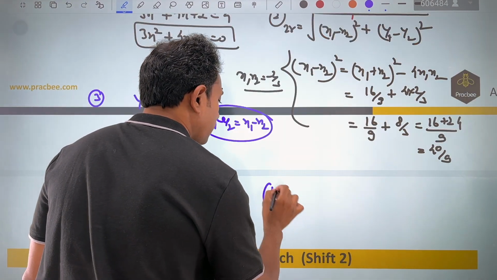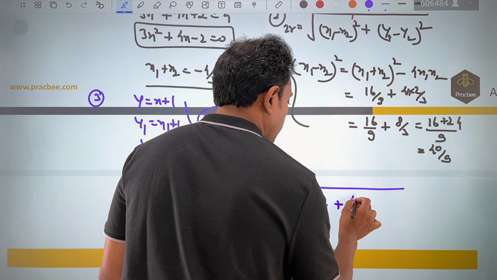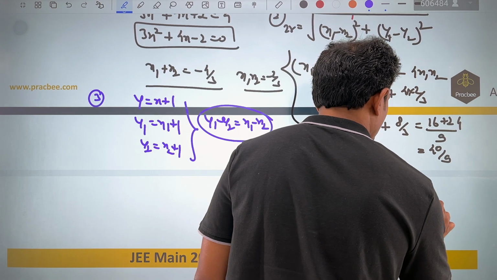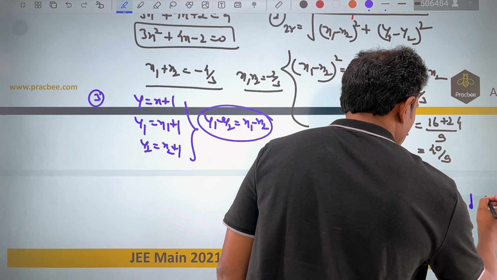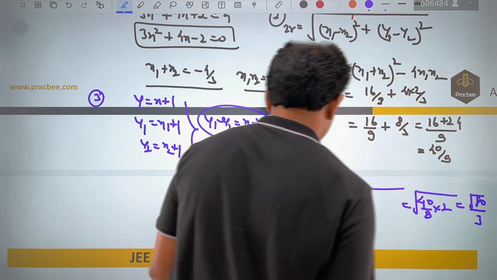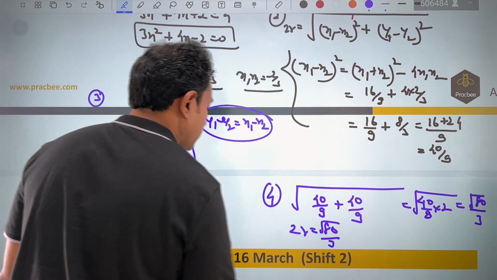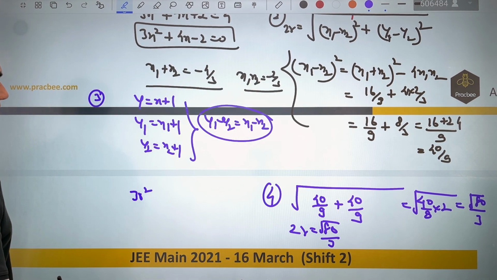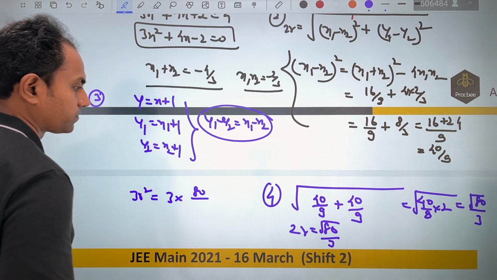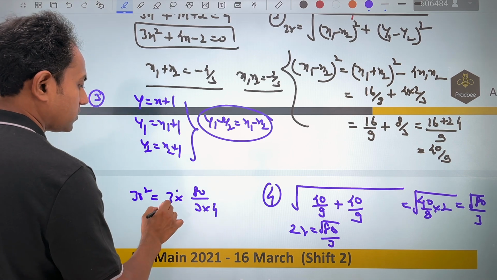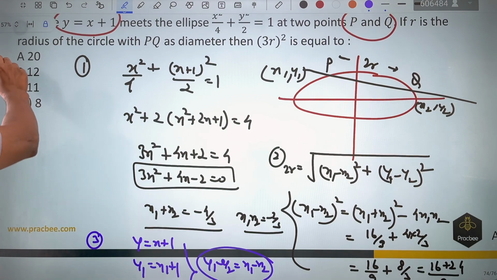So in the fourth step, if I want to solve, we know that this will become 40 by 9. This will also become 40 by 9. So what we are getting is 40 by 9 into root 2. So this becomes root of 80 by 3. Now this is the value of 2r. So 2r is root of 80 by 3. If I want to find the value of 3r square, this will become 3 into 80 by 3 into 4. So this 3 will get cancelled out. This will become 20. So let us take the option. You can see that option A matches.